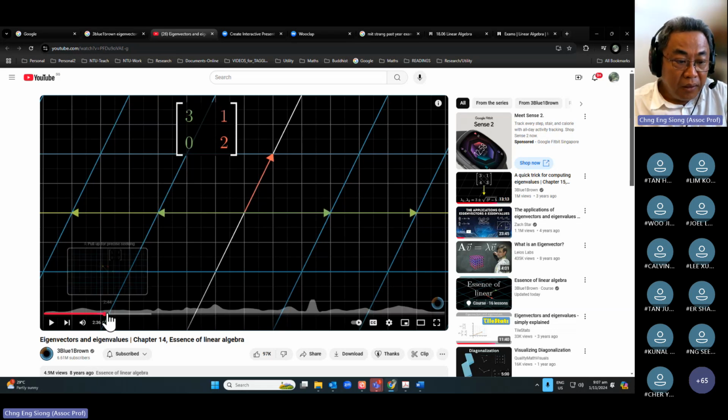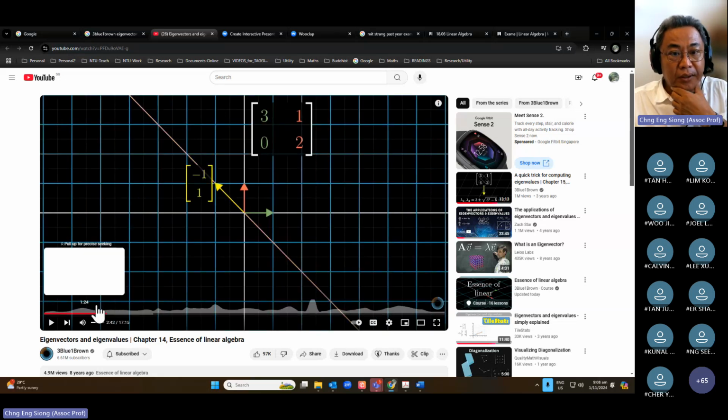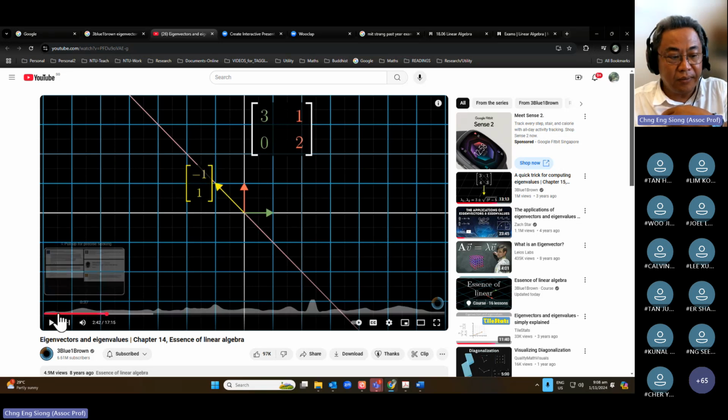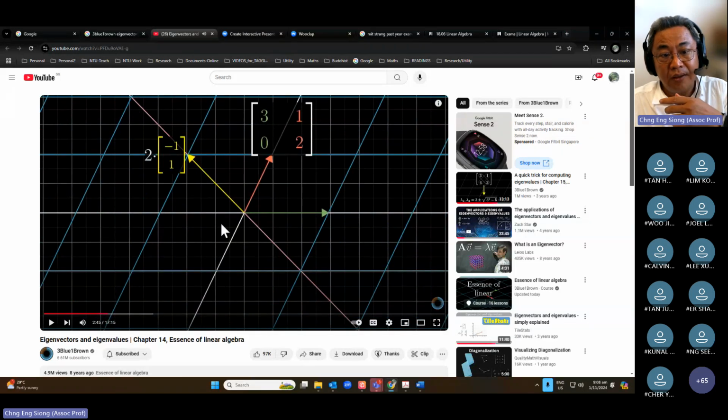Okay, let me fast forward. He's showing you the two eigenvectors. One is here and one is here. Negative 1, 1 ends up getting stretched. See? Can you see? This guy doesn't move out. This guy doesn't move out. So these two are the eigenvectors in this matrix. Different matrices have different eigenvectors. Okay?